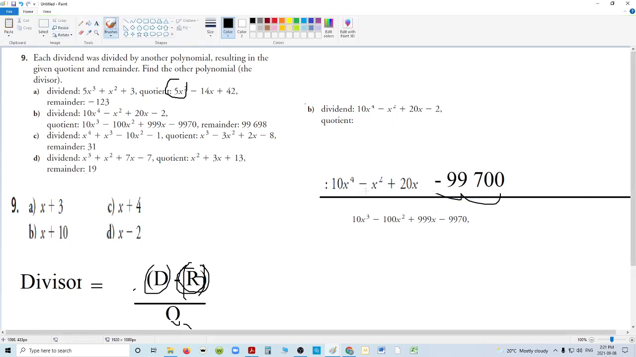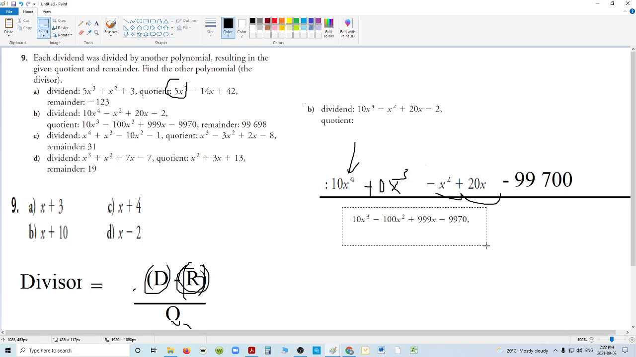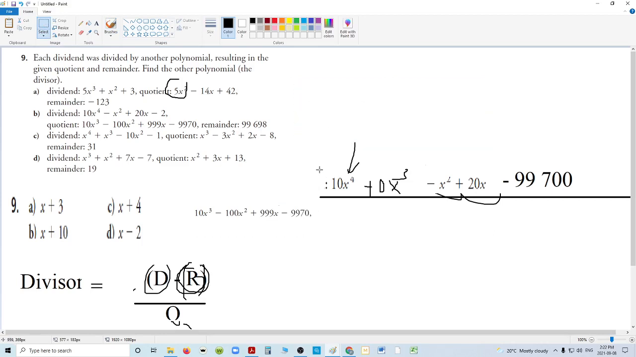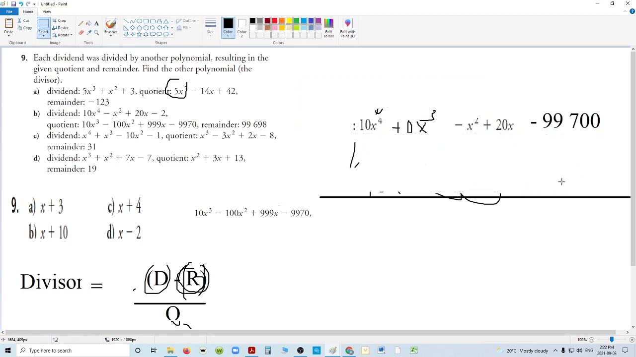Now, the first thing to do is see if you have all the terms. X to the 4, oops, x squared, it jumps. We need an x to the 3. There's no x to the 3. How about here? X cubed, x squared, x. This is good. So the only thing we have to add up top is a missing plus 0x cubed. Otherwise, your division doesn't balance out nicely. So we're essentially taking this and doing long division.